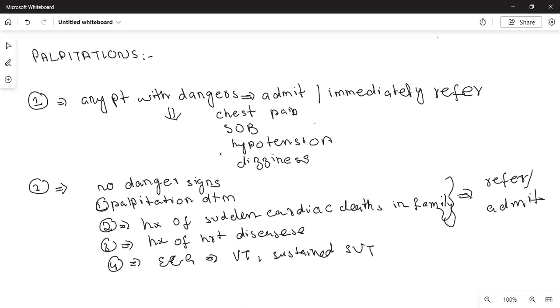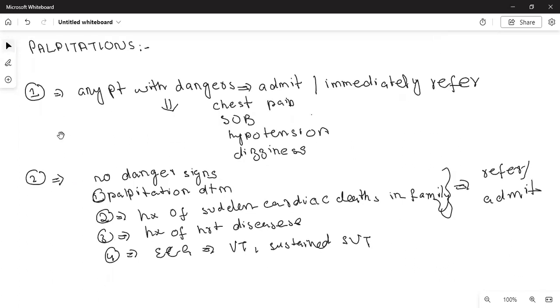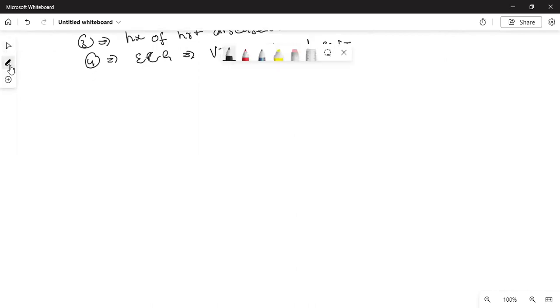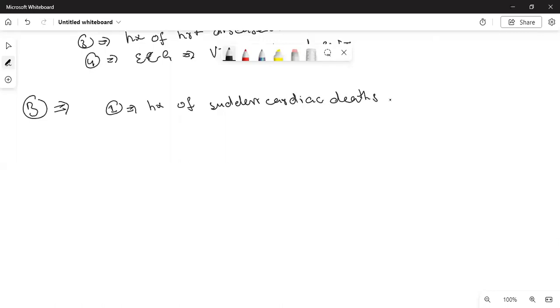Okay, the third category is, let me just change the page. So, the third category of patients is basically these patients are basically intermediate risk patients. So, they don't have any history of sudden cardiac deaths in the family. No danger signs either.